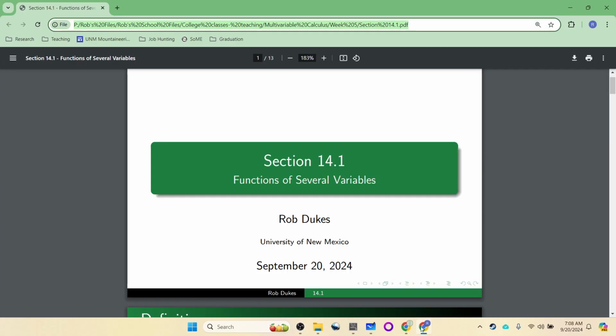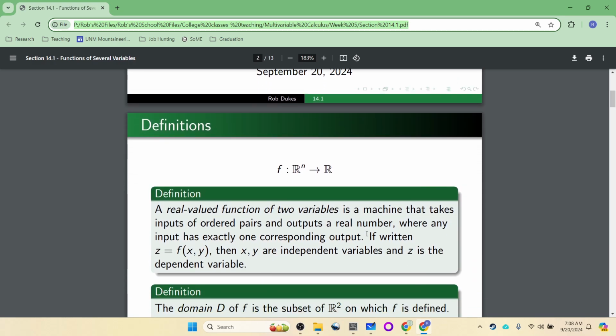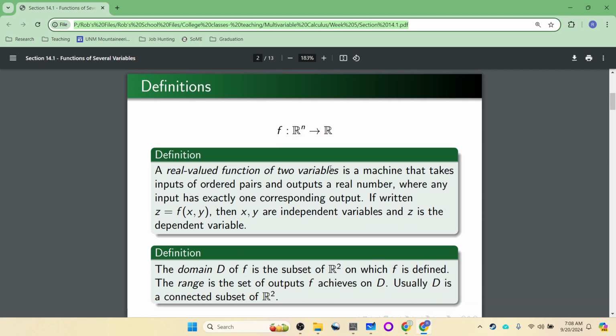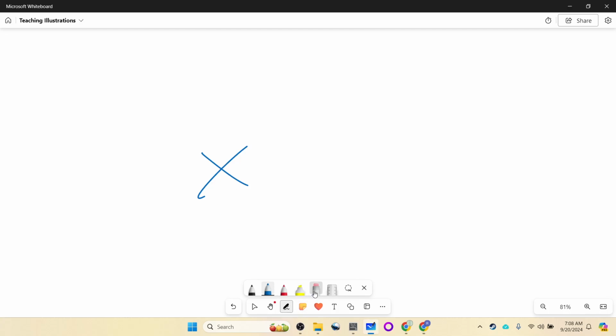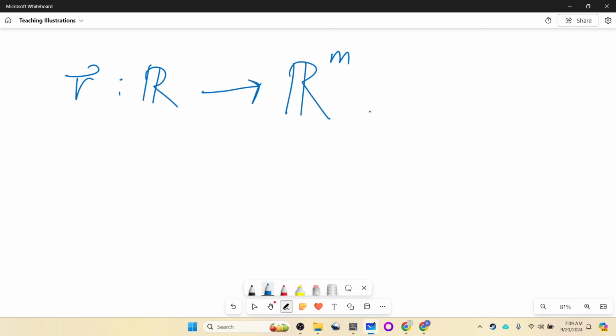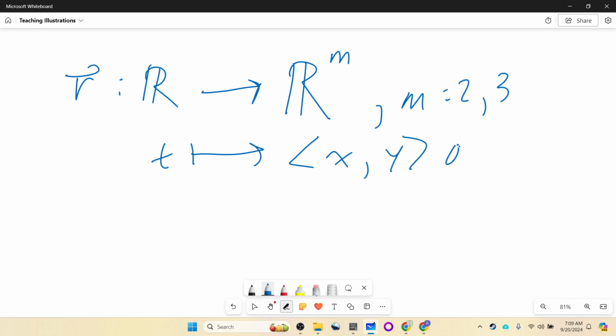Today we are talking about functions of several variables. So let's lay out what we're talking about here, our definitions. Up till now, in the previous chapter, we have dealt with a function r, which would take in a real number and spit out a vector in R^m, where m was usually 2 or 3. So the input was a t, and the output was x, y, or x, y, z.